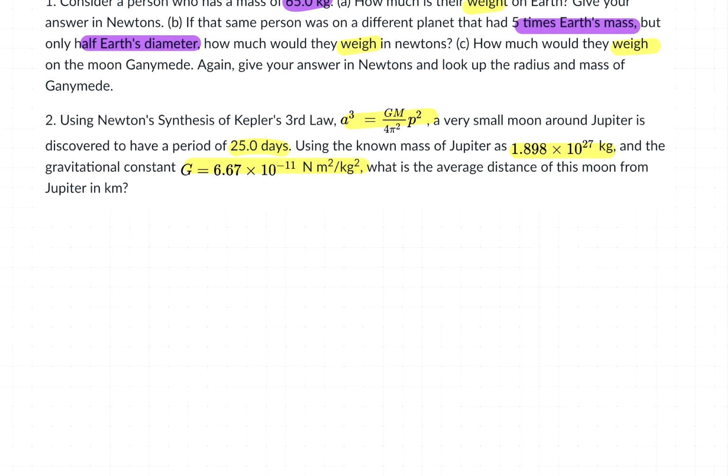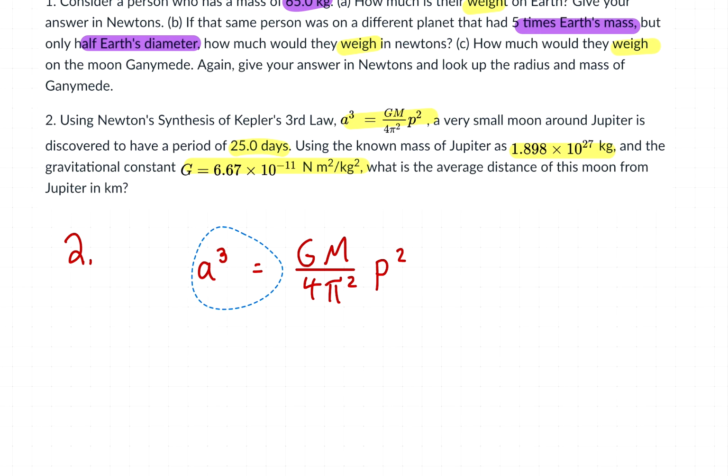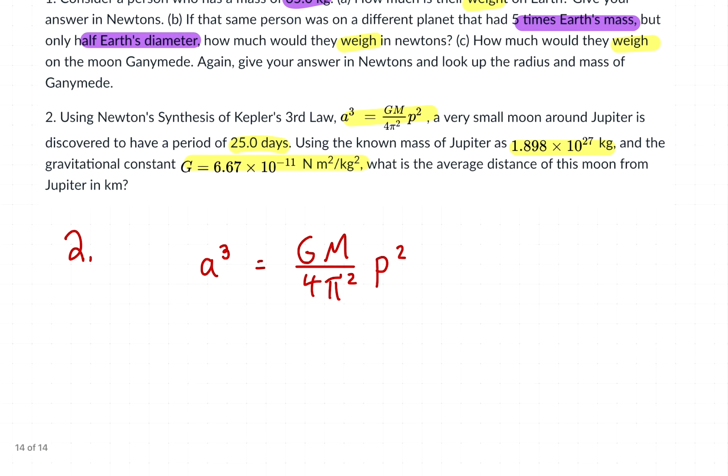Okay, so really it's just using this one formula. So we're going to have A cubed, okay? That's of course for number 2. And that's going to equal GM over 4 pi squared, okay? And then times P squared. Okay, so remember A is like the radius, called the semi-major axis, all right, applies to any orbit. Okay, orbits are elliptical, all right?